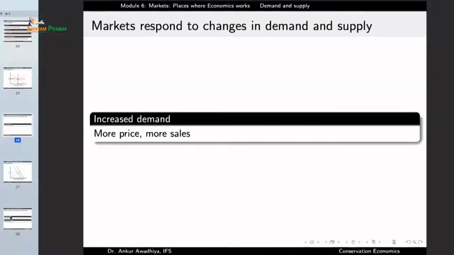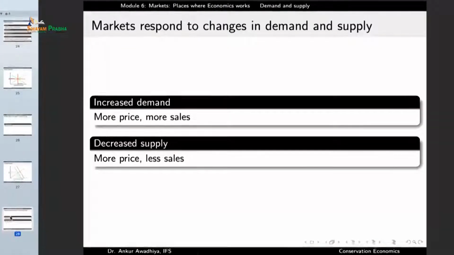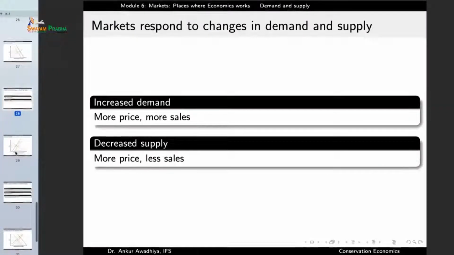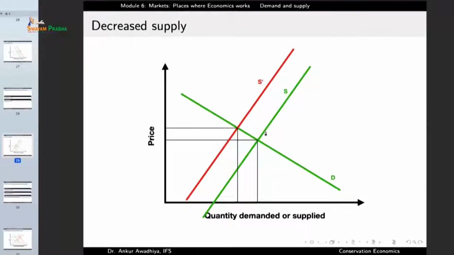What happens because of a decrease in supply? A decrease in supply will be shown by a supply curve that is shifting to the left. Earlier this was the demand curve and this was the supply curve, and this was the earlier equilibrium. Now there is a decreased supply, so the supply curve has shifted to the left, and we now have this red colored supply curve. The demand has remained the same, and this point is showing us the new equilibrium.